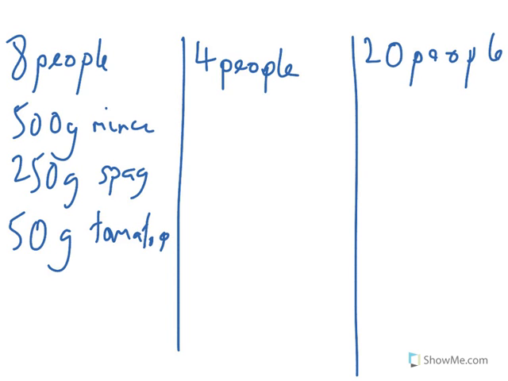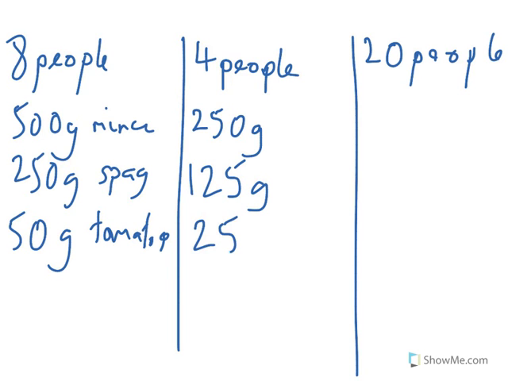So first of all, we're going from 8 people to 4 people. Again, we need to half all the amounts. So for mince, 500 grams, half that, we get 250 grams of mince. Spaghetti, we're going to half 250, you would get 125. And for tomatoes, we need to half 50 grams, that would be 25 grams. Now to go from 4 people to 20 people, it should be fairly straightforward. We just need to times each one by 5.